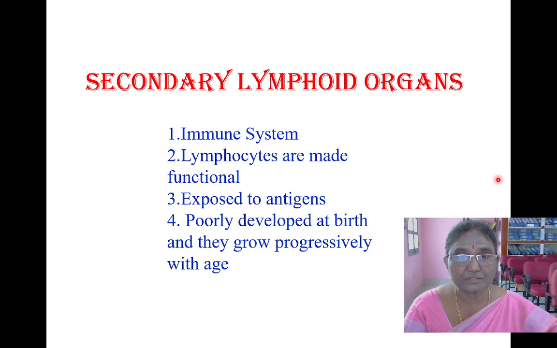Secondary lymphoid organs are concerned with the immune system. They contain lymphocytes, which are made functional. They are exposed to antigens. They are poorly developed at birth and grow progressively with age.